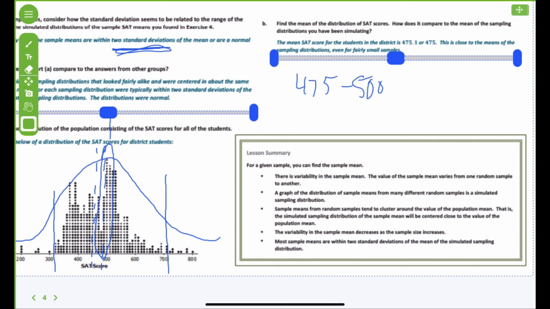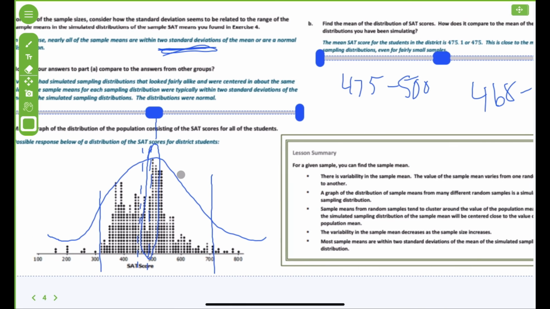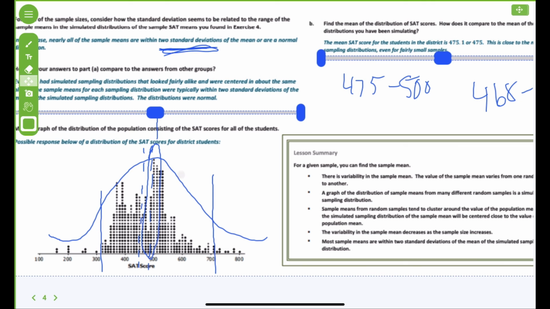This is close to the means of the sampling distributions, yeah, because we went from 468, I think, to 478. So that is correct. And just by looking at this graph, I probably needed to consider some of these down here and these over here. Would probably shift that from 500 on down to 475.